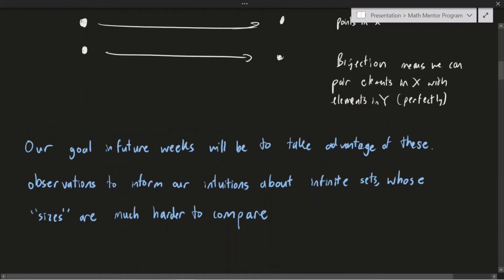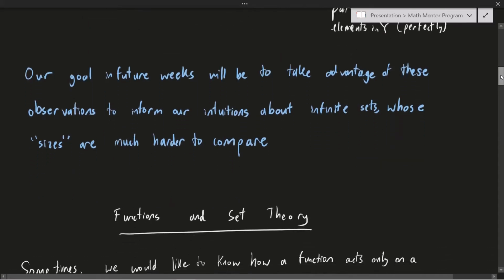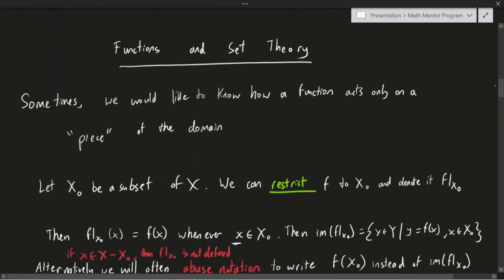So our goal in future weeks is to take advantage of these observations and intuitions in order to talk about infinite sets, where this sort of game with the dots and the arrows no longer works. The sizes of infinite sets are much harder to compare, but with some clever work and set theory, and using this idea of a bijection, we can actually come up with some very interesting and solid results.